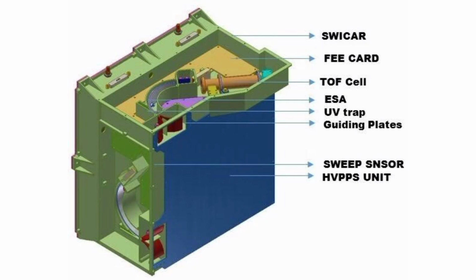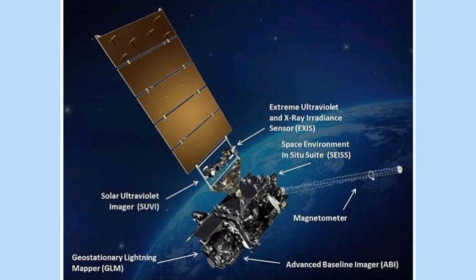The sixth payload is the Plasma Analyser Package for Aditya, in short also called PAPA, which will analyze solar wind and particles and heavier ions with directions. The seventh payload is the Advanced Tri-axial High Resolution Digital Magnetometers. It will conduct in situ magnetic field measurements.